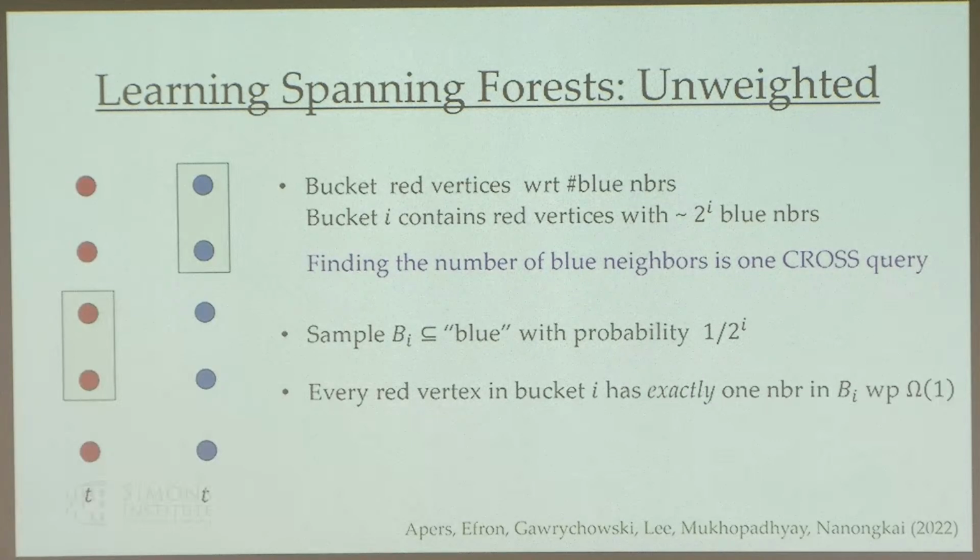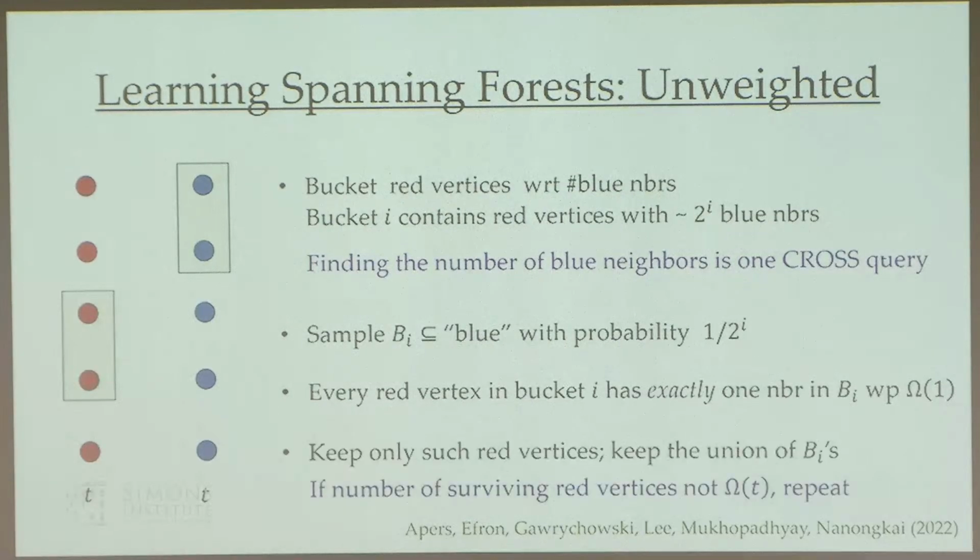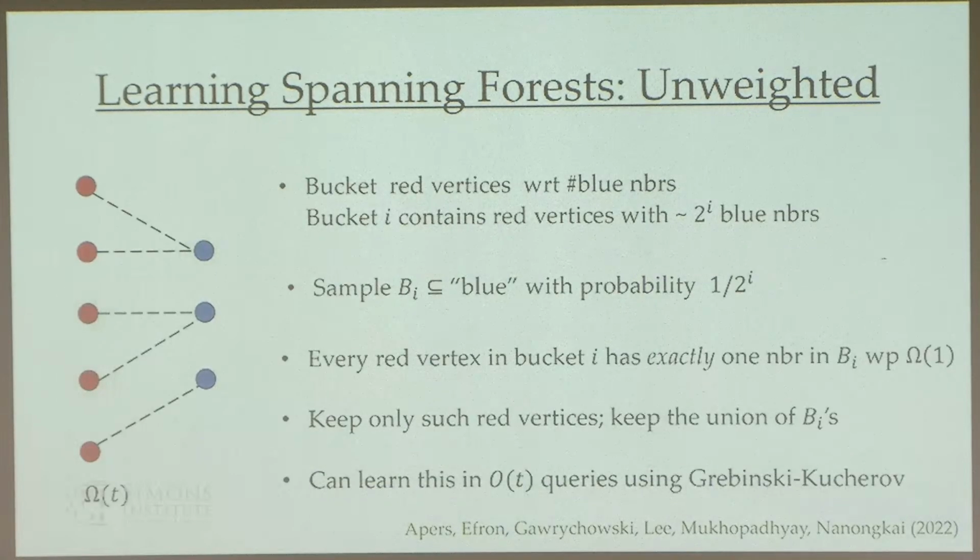With constant probability, I will have exactly one neighbor, and I can check it by making another query. Do I have exactly one neighbor? If I don't have one neighbor, I throw it out. And what will remain are omega t vertices on the left, which have exactly one neighbor on the right. So what is on the right? I only store the B_i's. So B1, B2, B3, I store the union. So I have now an unknown graph with omega t vertices on the left.